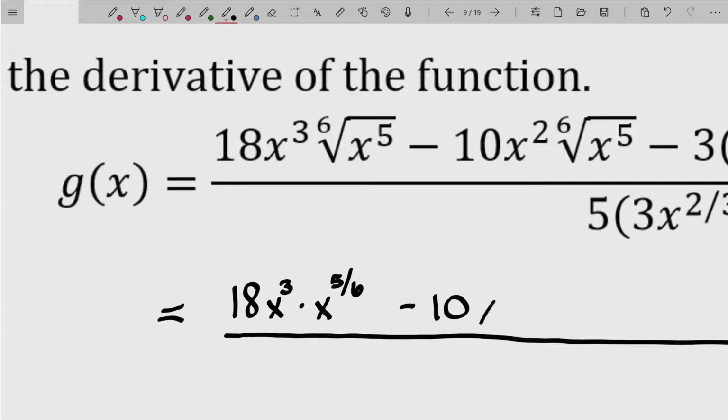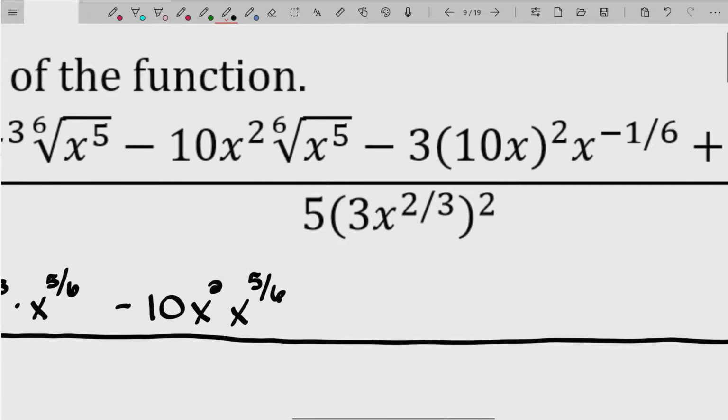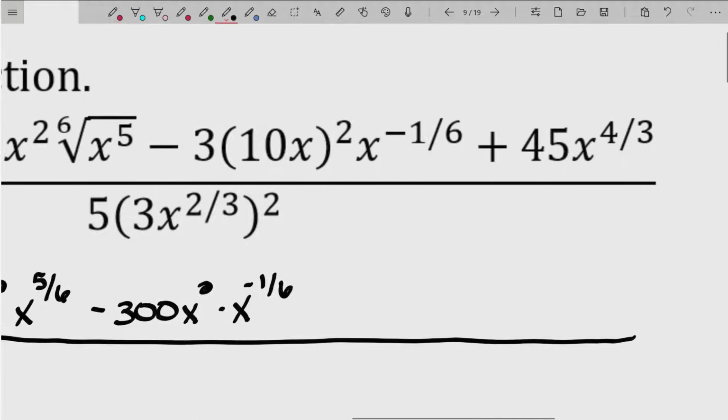Minus 10 times x squared, again, times x to the 5/6. Let's see, minus 3 times 10x being squared, well, that's 3 times 100x squared, or minus 300x squared times x to the negative 1/6. And finally, plus 45x to the 4/3. It's already prepped for us.